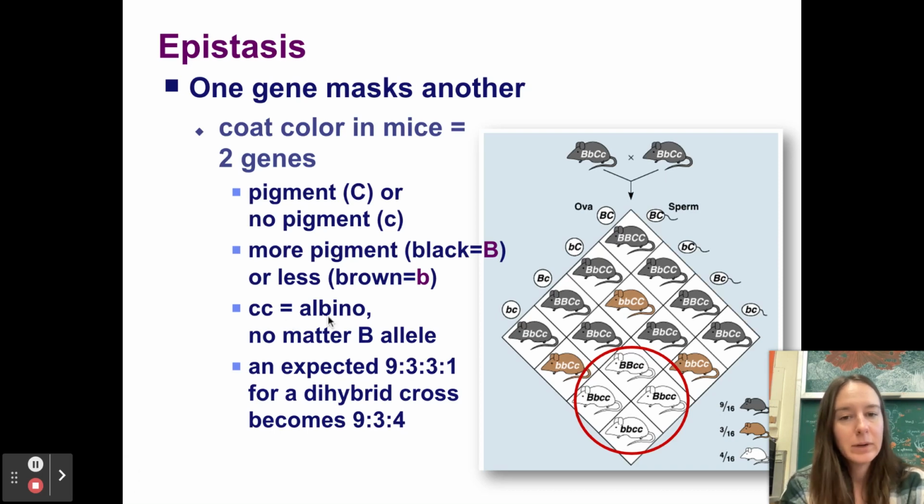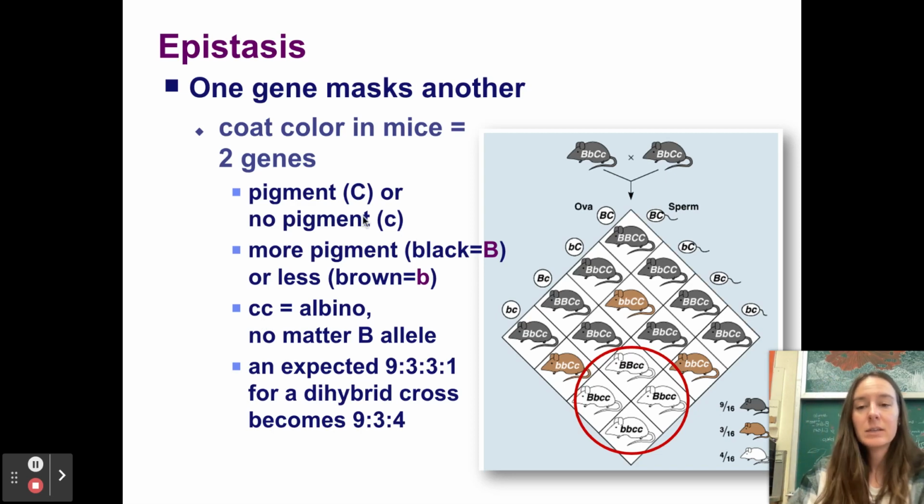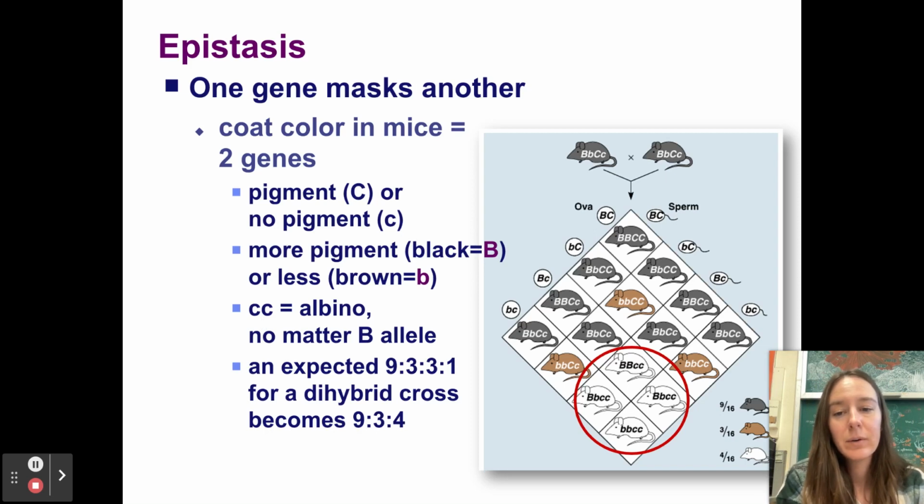So let's take a look at one possible genotype. If you have a little c, it doesn't matter what your genotype is for the pigment allele, or for the black or brown gene. As long as you get two little c's, the mouse's cells are not able to make pigment proteins at all. So this genotype will mask the B genotype. It doesn't matter what the B allele is if you have homozygous recessive C alleles.